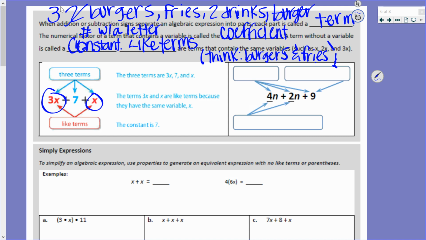So, quick question. If I have 3x in one hand and I have x in the other hand, together, how many total x's do I have? 4 x's.